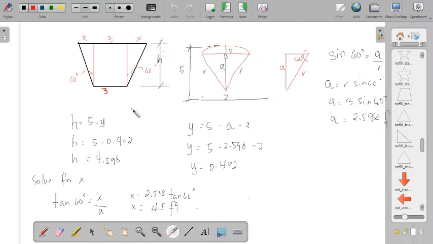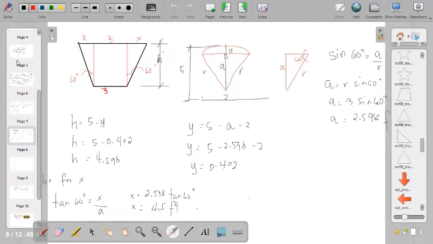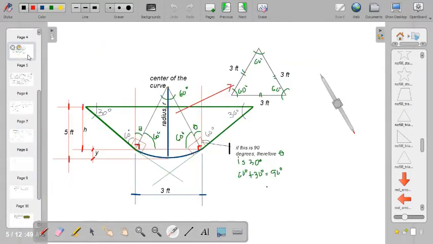So since this 5 is coming from this point, let me check. 5 is coming from this point. So therefore, if we consider only this point, so 5 is coming from this point up to this point.